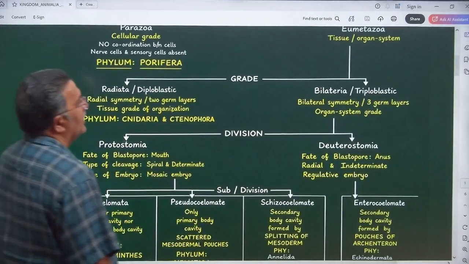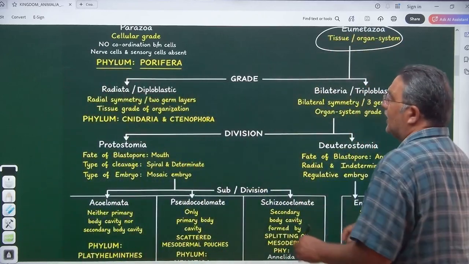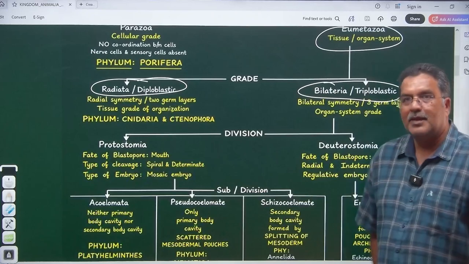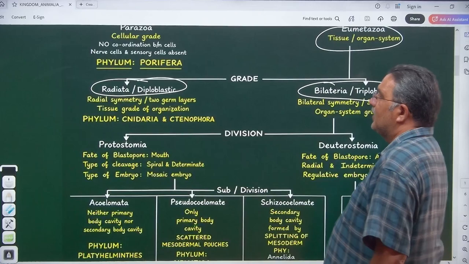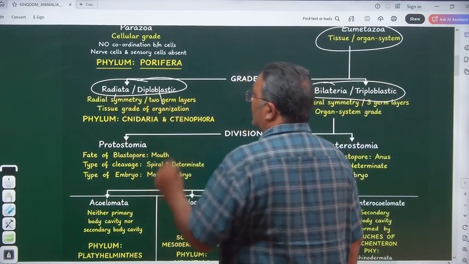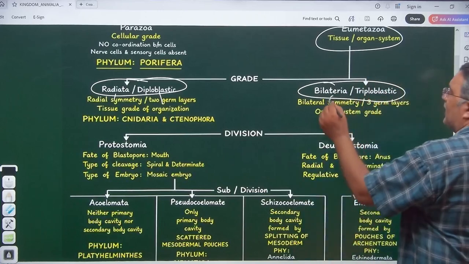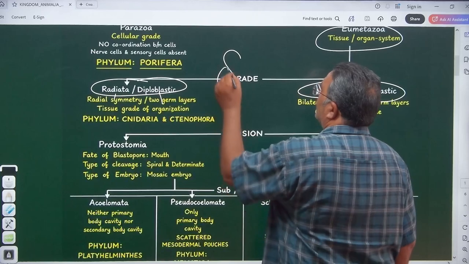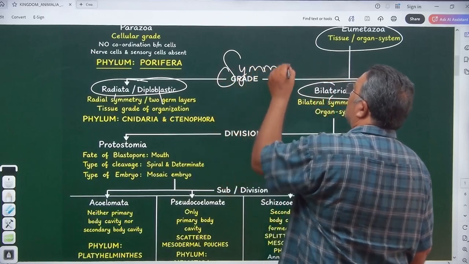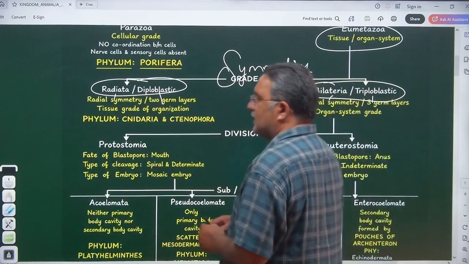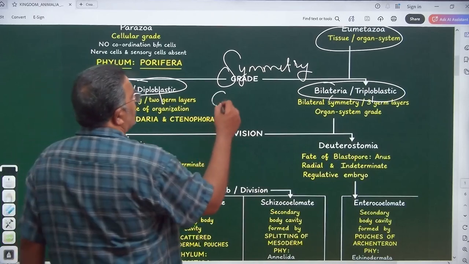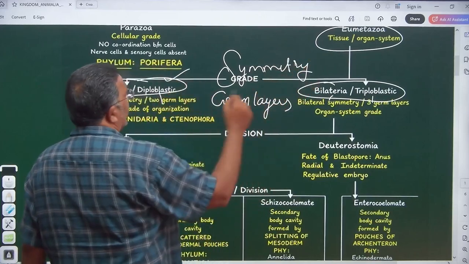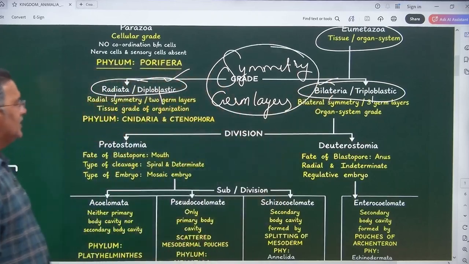The subkingdom Eumetazoa is further classified into two grades. What are they? Grade Radiata or Diploblastica, and grade Bilataria or Triploblastica. What is Radiata? Radial symmetry. Diploblastica, two germ layers. What is Bilataria? Bilateral symmetry. What is Triploblastica? Three germ layers. So, on what basis did we classify? Based on the symmetry and germ layers. Means we classified subkingdom Eumetazoa into two grades based on symmetry and germ layers.